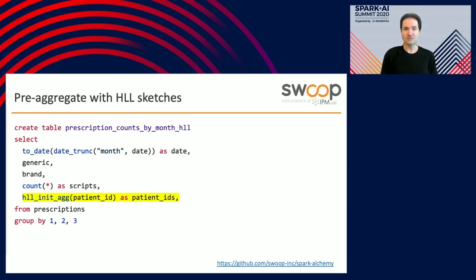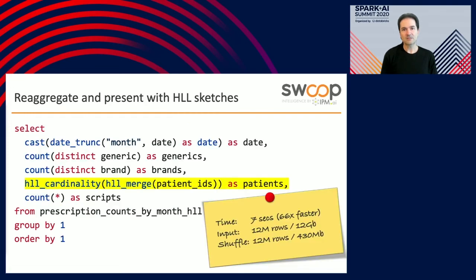So let's build a pre-aggregated table with HyperLogLog sketches. You see, we just need to change one line in our query. And then let's compute a final query using that pre-computed table. Wow. You know, we're running more than 60 times faster. We're back in the seconds range.